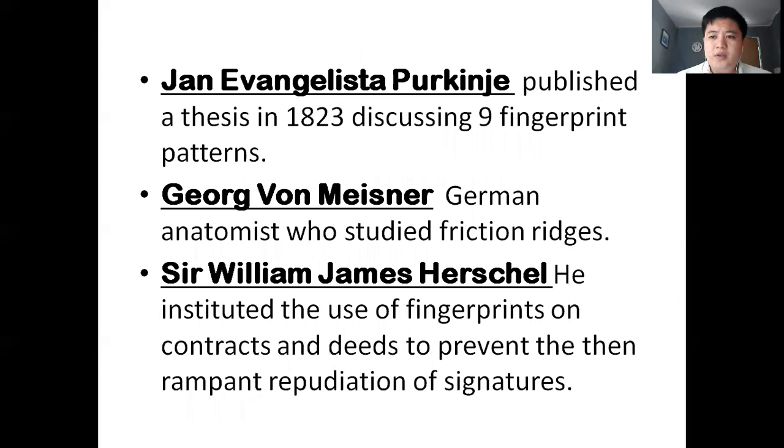For the personalities that have major contributions in the science of fingerprinting, we have John Evangelist Purkinje. He is a Czech psychologist and professor of anatomy at the University of Wroclaw, who published a thesis in 1823 discussing the 9 fingerprint patterns, but he did not mention any possibility of using fingerprints to identify a person. We have George von Meissner. He is a German anatomist who studied friction ridges.